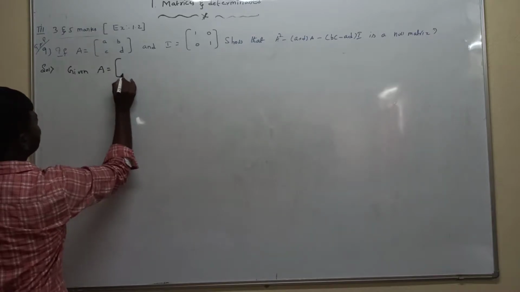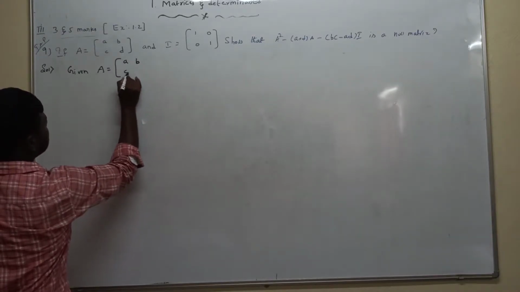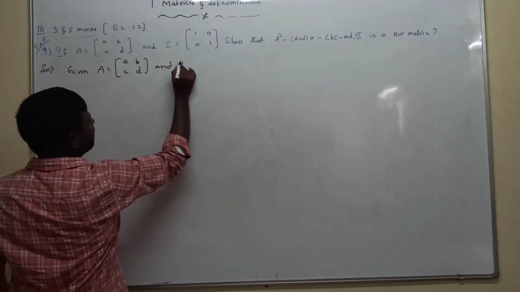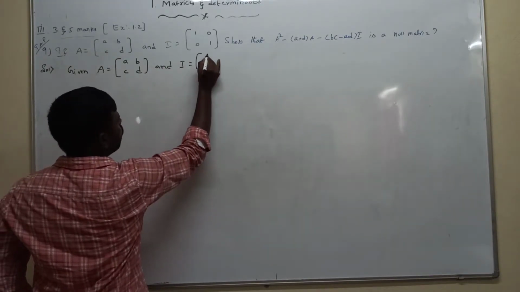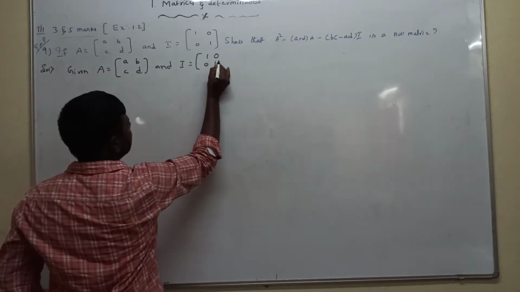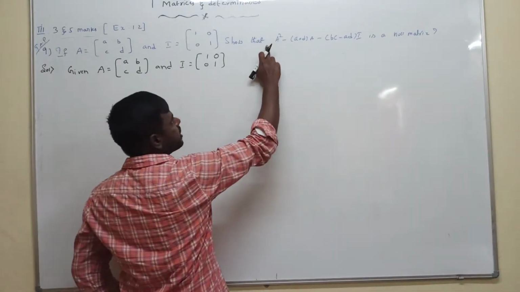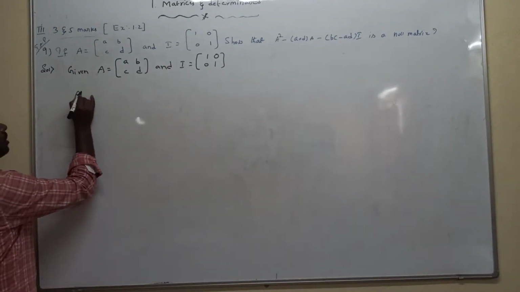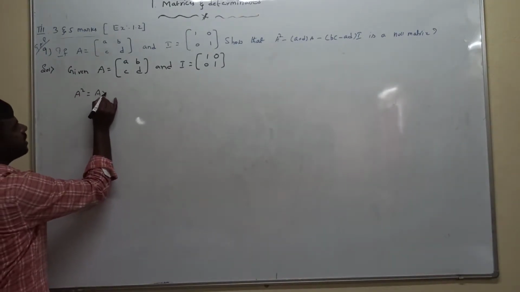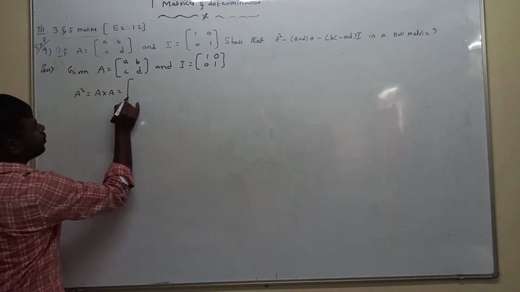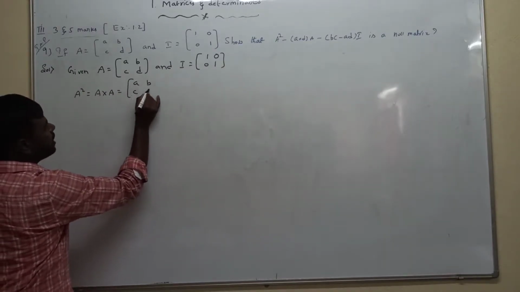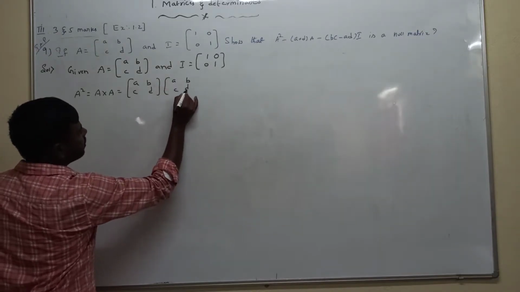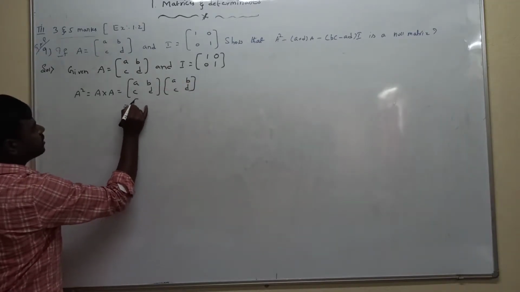Capital A is equal to [a, b; c, d], and identity matrix capital I is equal to [1, 0; 0, 1]. In this question, A square is there. That's why first we need to calculate A square. A square can be written as A into A. Substitute the A matrix twice: [a, b; c, d] into [a, b; c, d]. Next, the product of those two matrices.